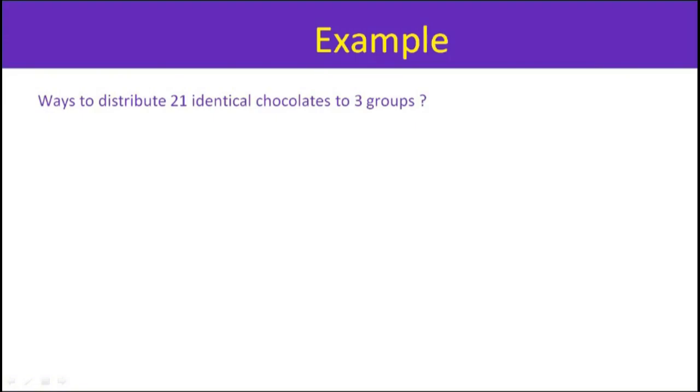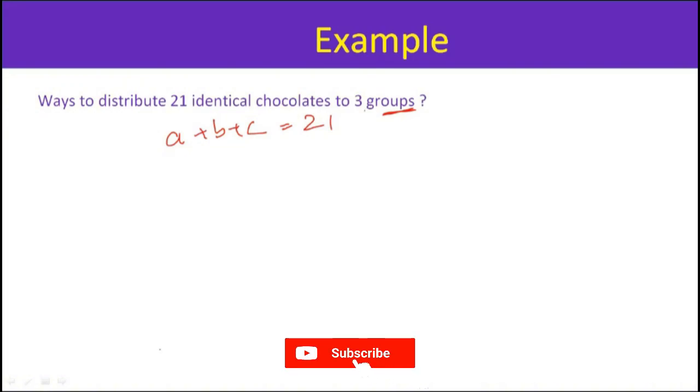So no group can be 0, which means if you say group number 1 has A chocolates, group number 2 has B chocolates, group number 3 has C chocolates, and the total chocolates should be 21. Whenever it is group, and you have to distribute something into groups, a group will be formed only when there is minimum 1 item in it. So the only concept of group is that the variables can't be 0. So all the variables have to be greater than or equal to 1. That's the only concept here.